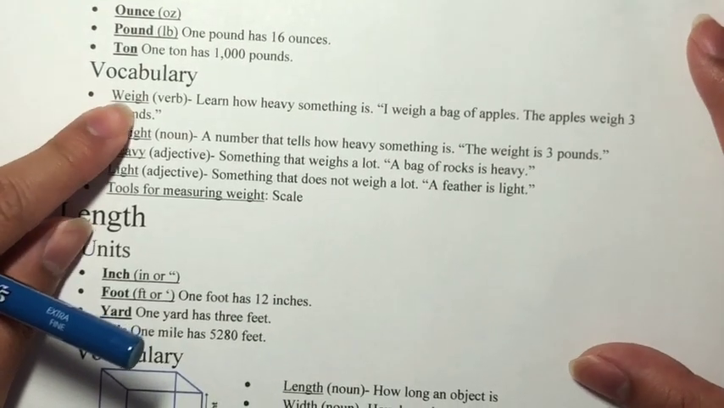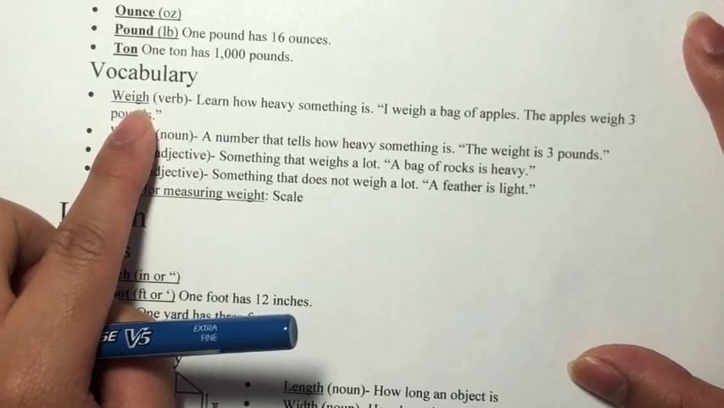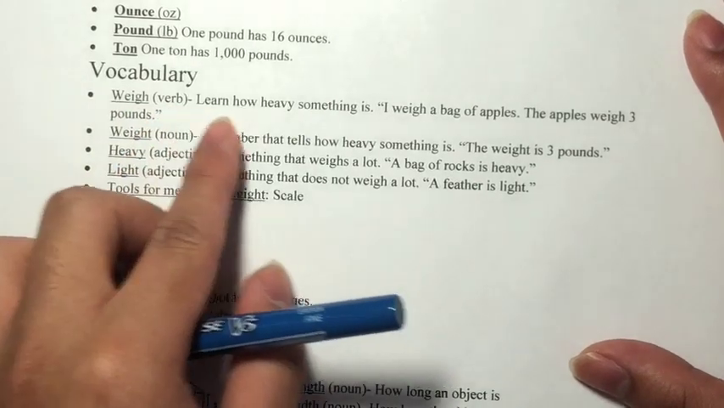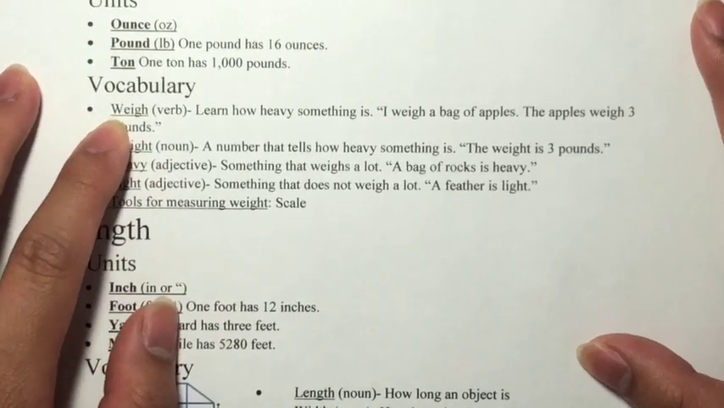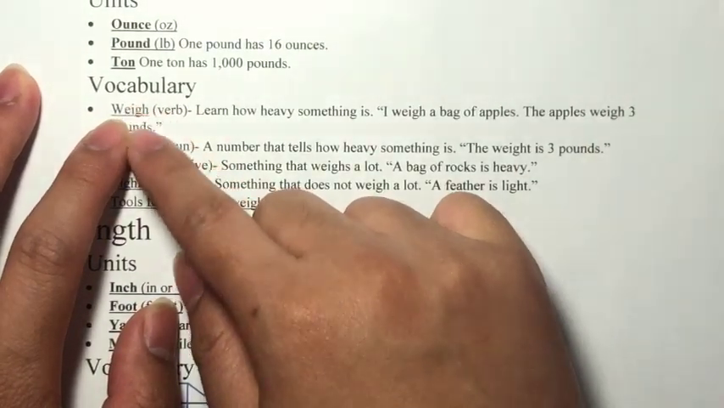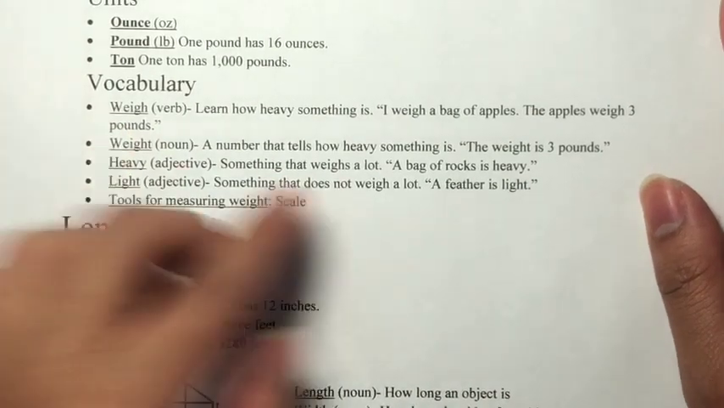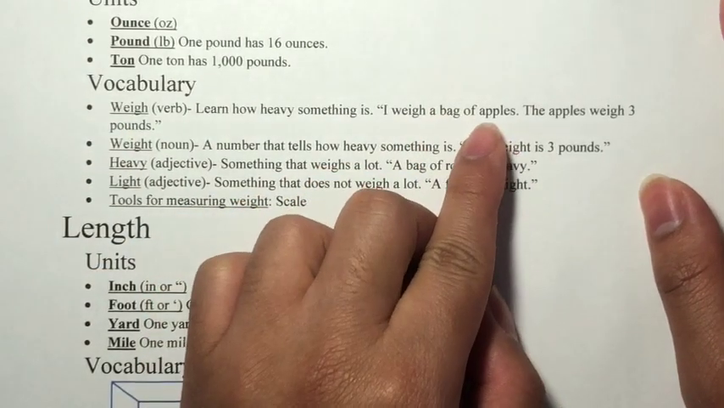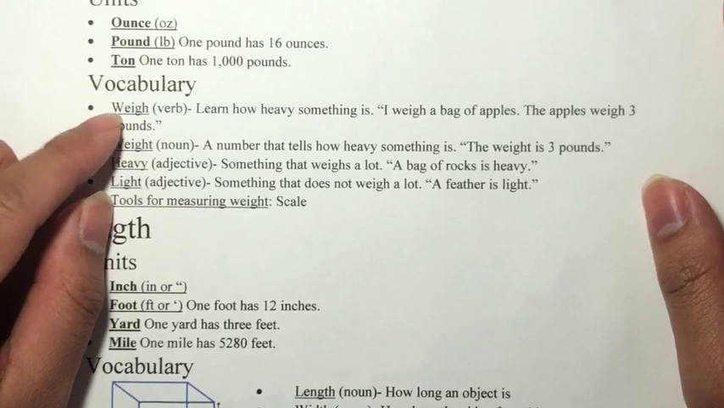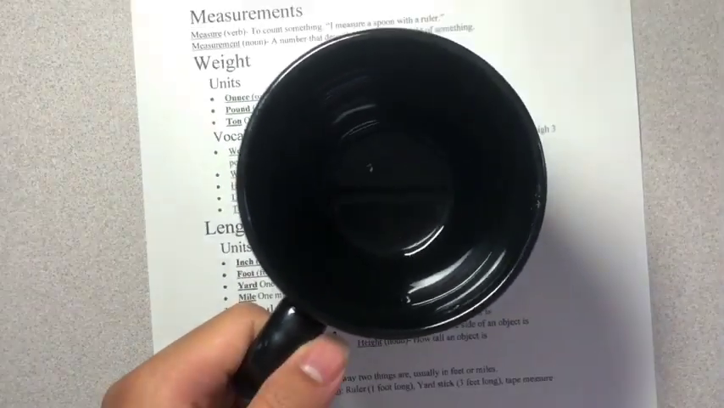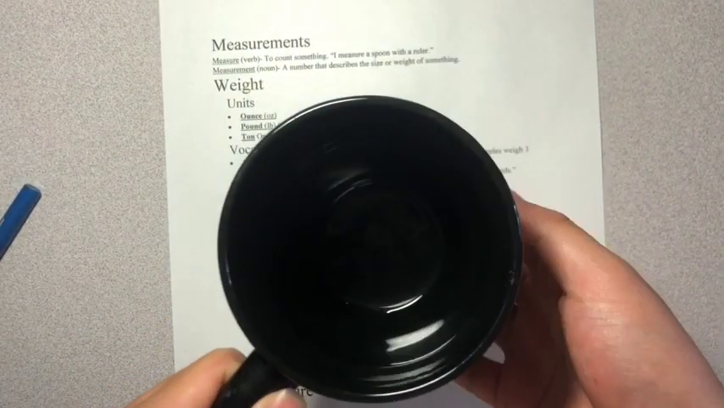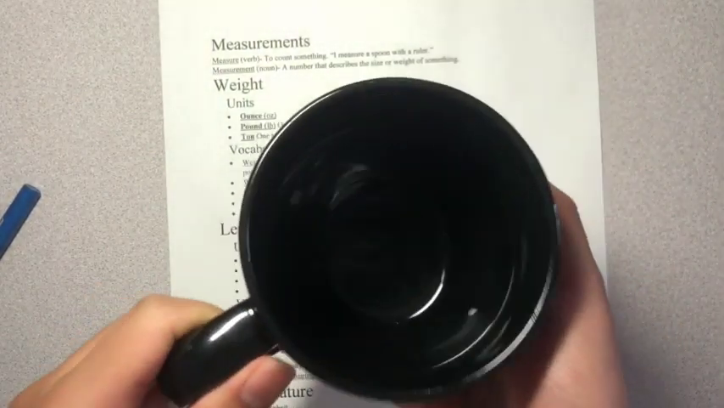We have weigh. This is pronounced weigh. Weigh is a verb. Weigh means to learn how heavy something is. So when you go to the grocery store and you're buying fruit, you should weigh the fruit to see how heavy it is. So you can weigh a bag of apples. Or the word weigh can mean something is this heavy. So we can say this cup. Oh, wow. This cup weighs 1 pound. That's another way of saying this cup is 1 pound.